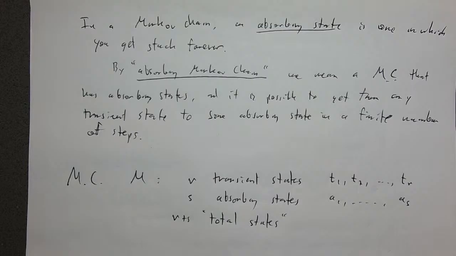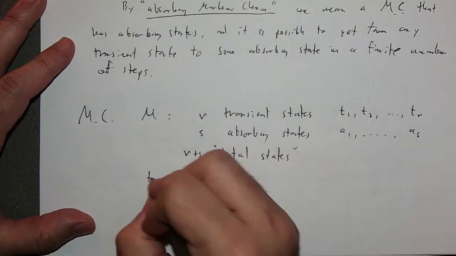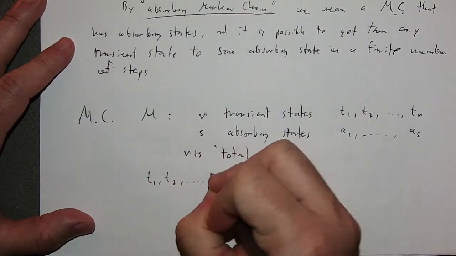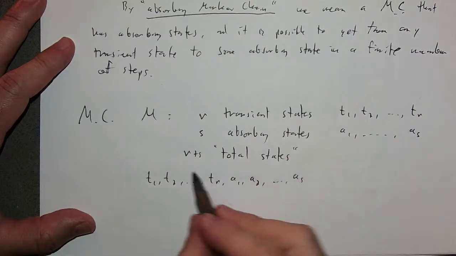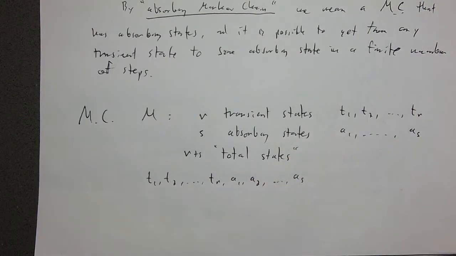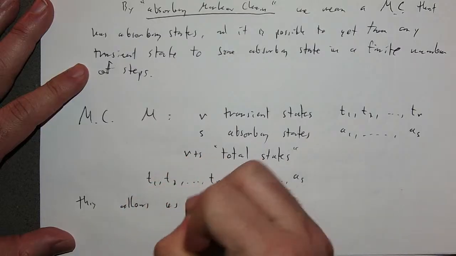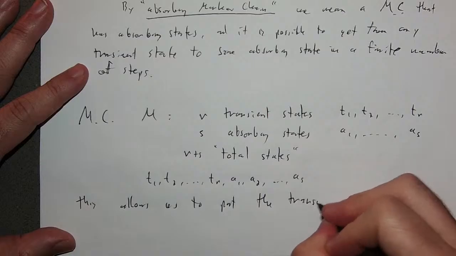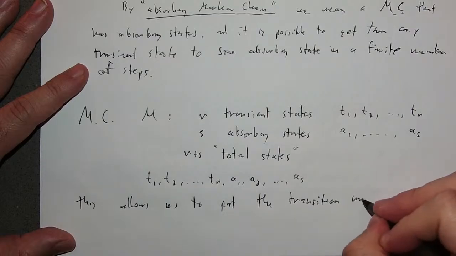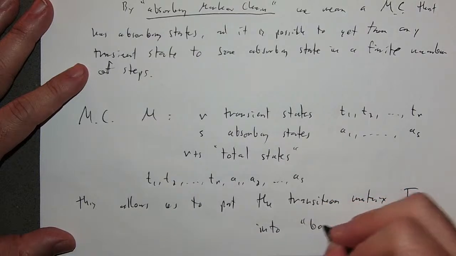Okay, we're going to order these R plus S states transient first, so T1, T2 out to T sub R, and then A1, A2 up to A sub S. So there's R plus S of these. The transition matrix will be put in block form. Sorry, not transient matrix, transition matrix, same root word, into block form as follows.